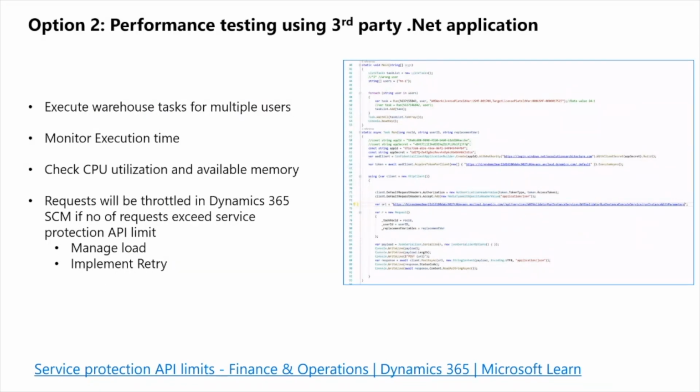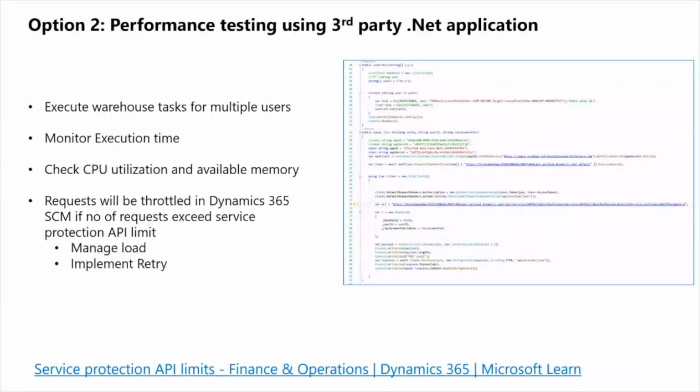You will still have the capability to execute warehouse tasks across multiple warehouse workers. You will be able to capture and review the execution time for a specific load, specific transaction, or specific step. If you have a backend database in your third-party app, you can even store the response and execution time there. You can still monitor the performance of the system in terms of CPU utilization and memory availability.